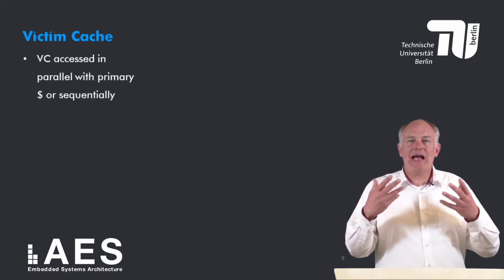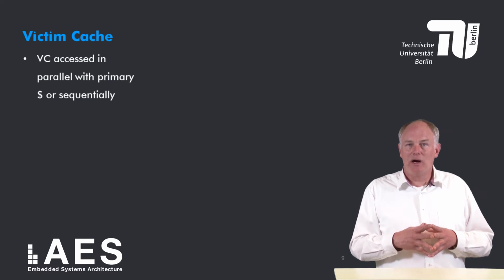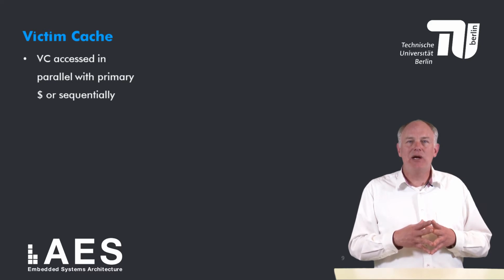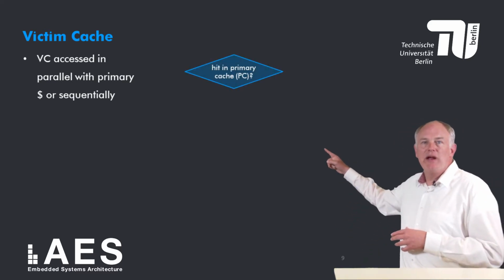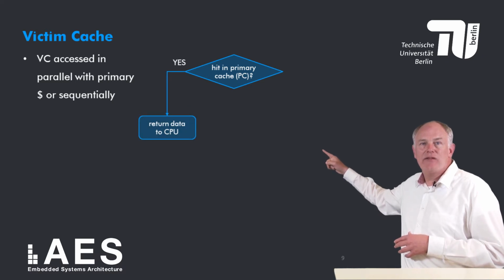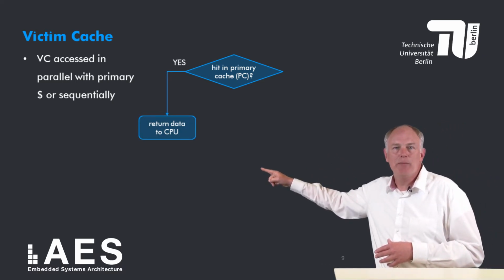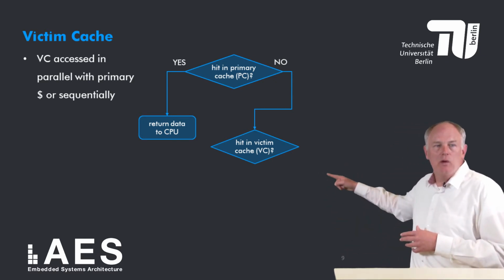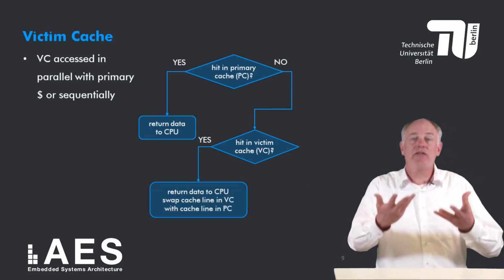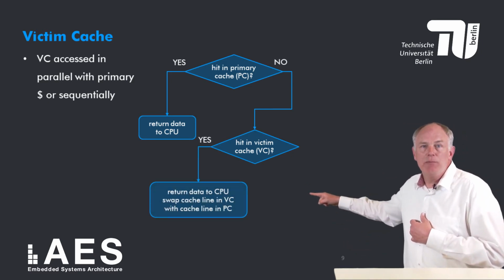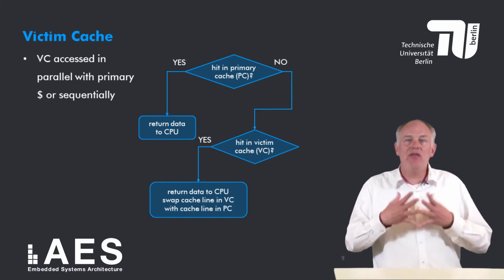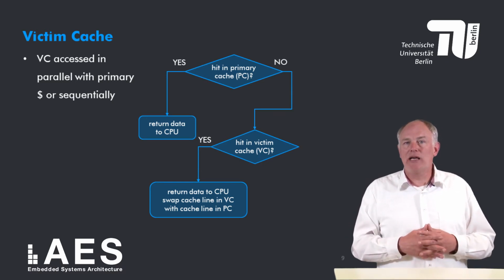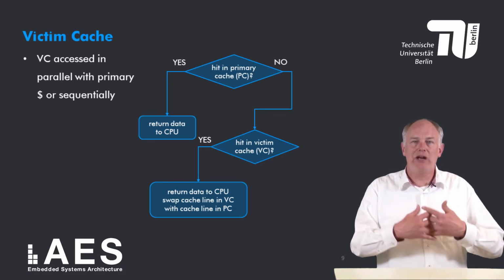The victim cache may be accessed in parallel with the primary level 1 cache or sequentially, one after the other. Let's assume they are accessed sequentially. Then we first do a lookup in the primary cache, and if it hits, we simply return the data to the CPU. Otherwise, we have a miss in the primary cache. We do a lookup in the victim cache. If it hits there, we return the data to the CPU and we swap the cache line in the victim cache with the cache line in the primary cache, so that the next time this block is requested, it will hit in the primary cache.